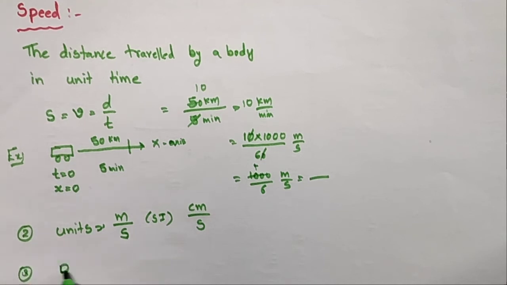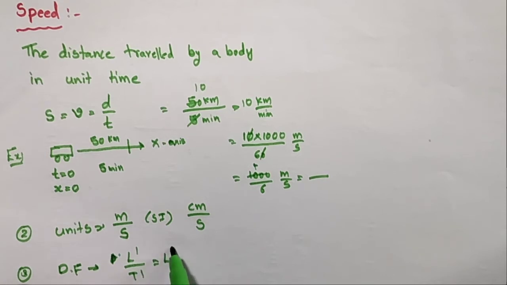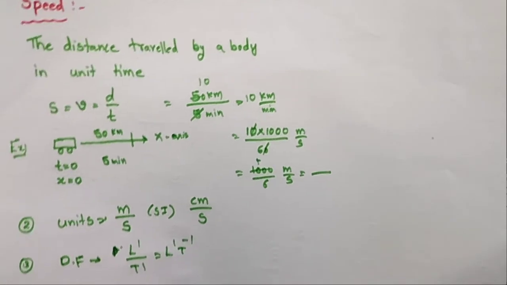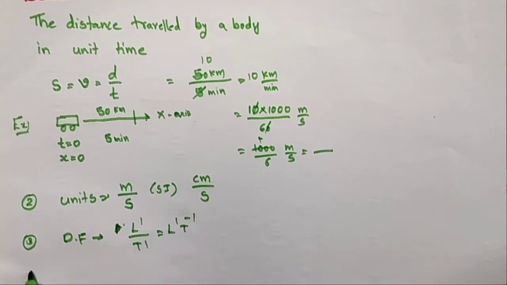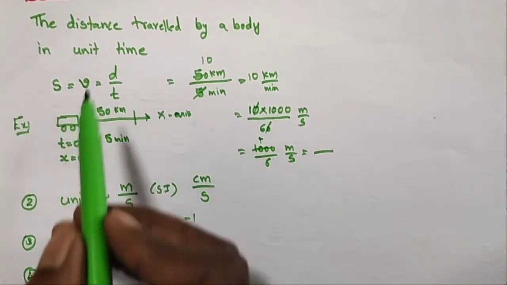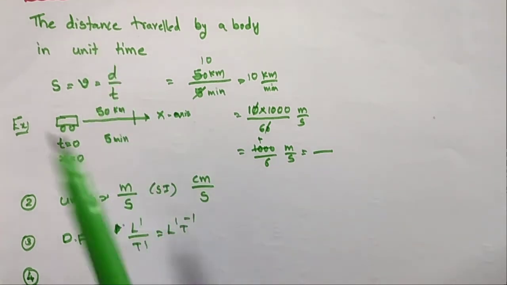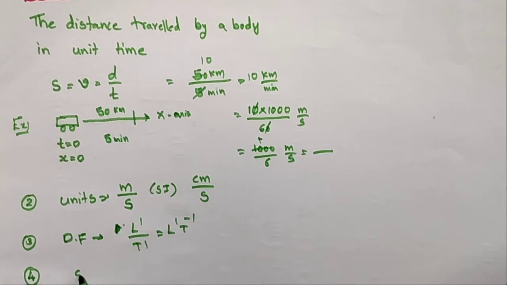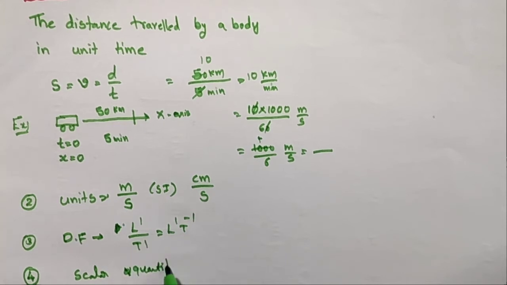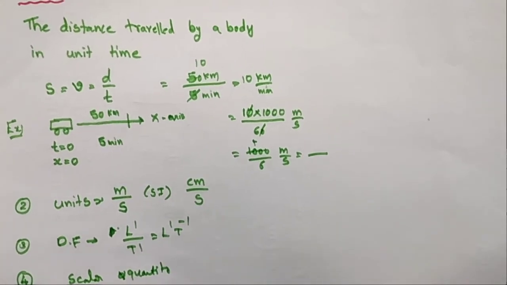The third point: what is the dimensional formula? Meters means length, L1, seconds means time, T1, so the dimensional formula is L1 T minus 1. Is it a vector or a scalar? The distance is a scalar or vector? The distance does not depend on direction. So speed is also a scalar quantity. It is not a vector quantity, it is a scalar quantity.